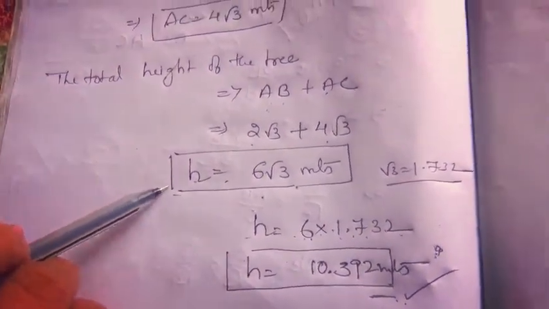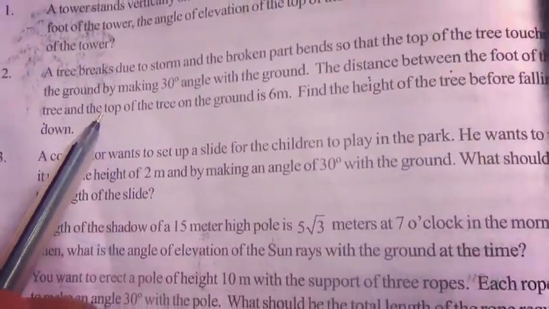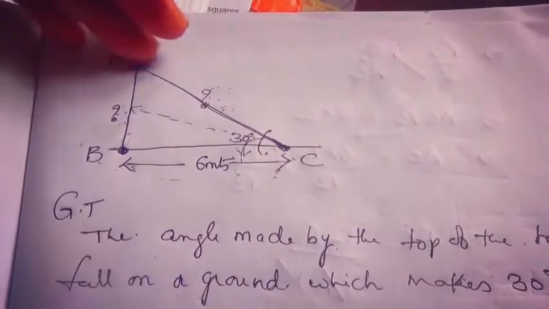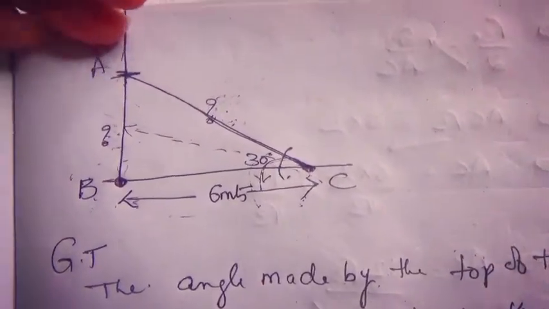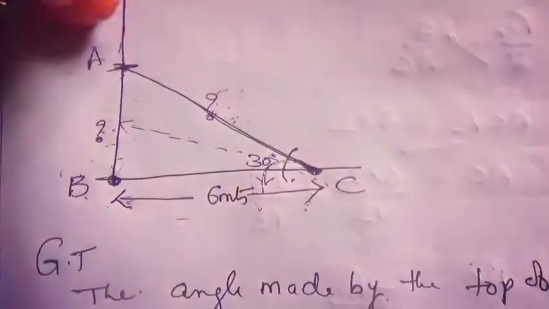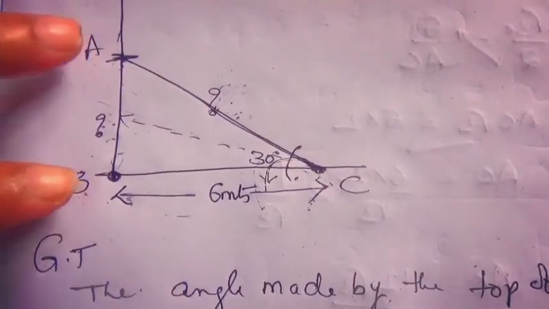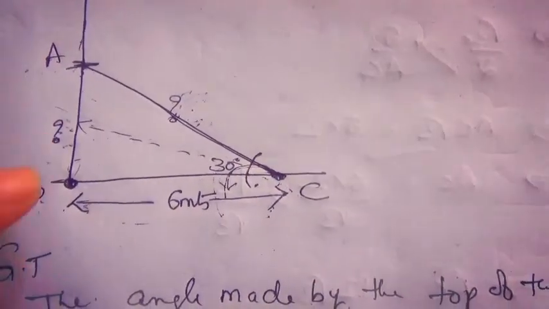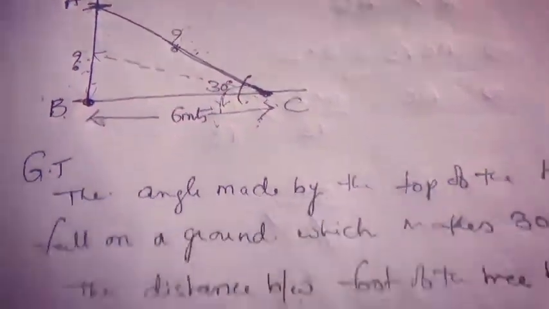So here we finished this second sum. I think you understand it well. Look here, 2 times I am taking tan and cos. Why? Because the total height of this tree is cut into 2 parts, broken down, and falls on the ground. That's why the total height of this tree is AB as well as AC. To find AB I took tan theta, and to find AC I took cos theta. For 2 times you will get the final answer.